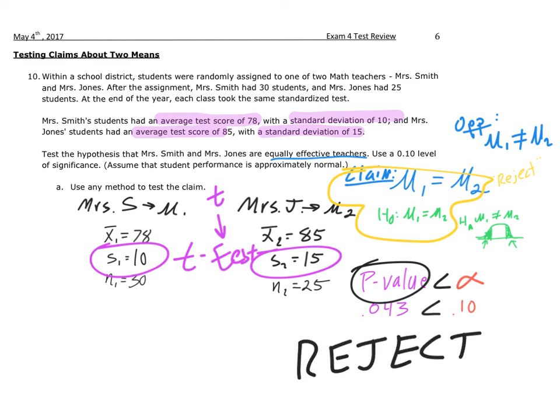If you wanted to complete this again with the second technique, you could. But this gives me enough information at this point to type up the final conclusion, which will be: there is enough evidence to reject the claim that Miss Smith and Miss Jones are equally effective teachers.